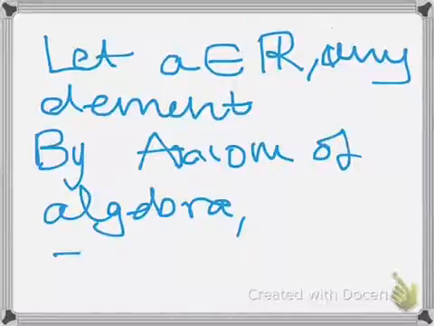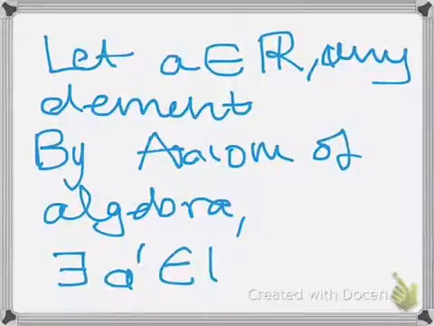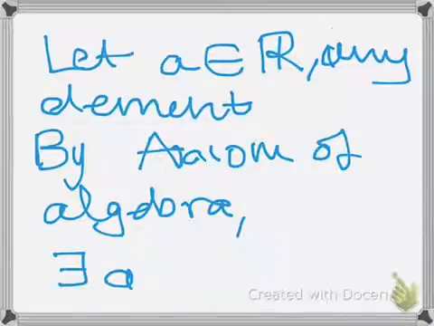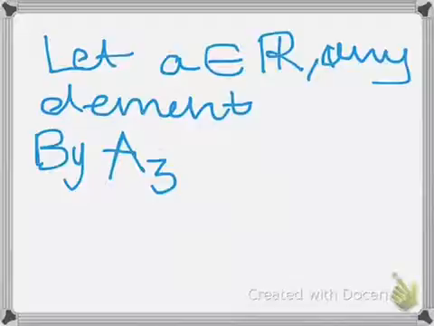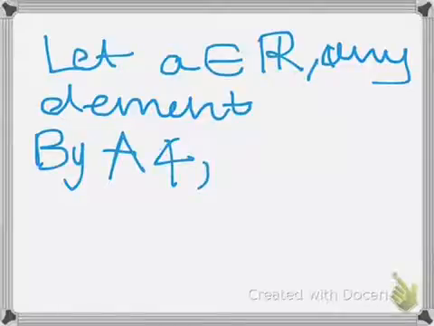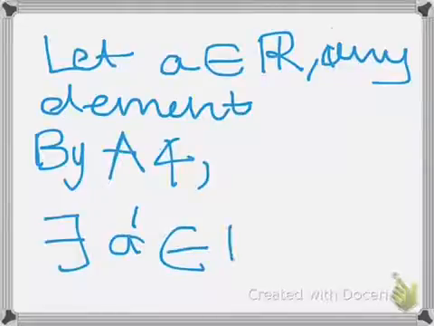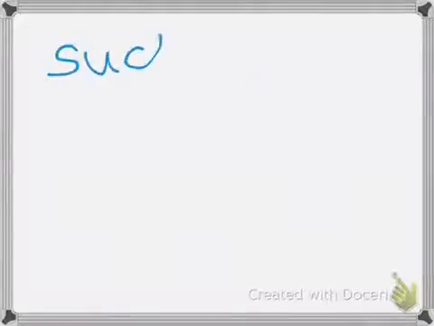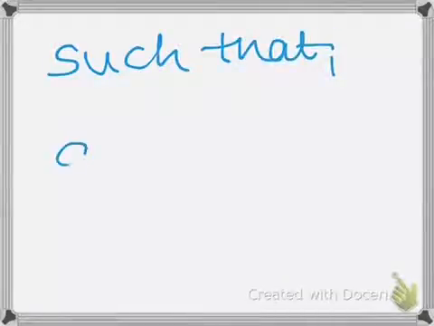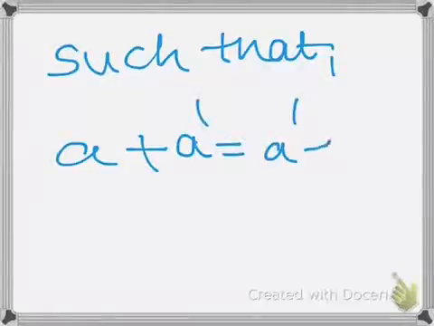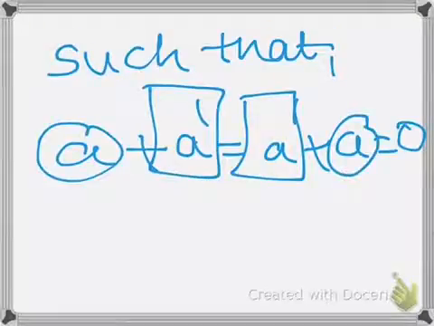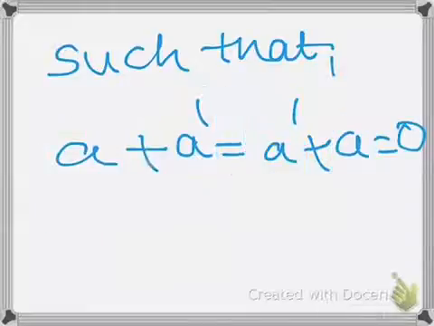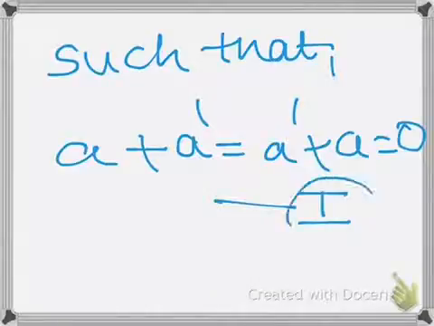we know that there exists A dash belonging to the set of real numbers such that, by axiom 4, there exists A dash in R such that A plus A dash is equal to A dash plus A equals 0, where A dash is the additive inverse of the element A. When an element is added to its additive inverse, it always gives 0. So let this be equation 1.